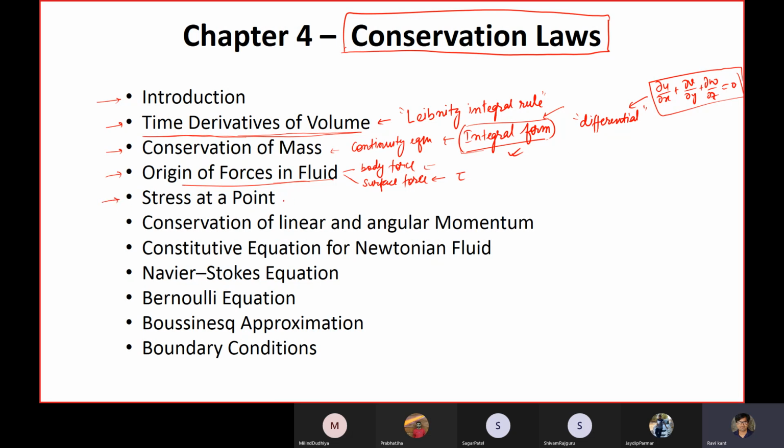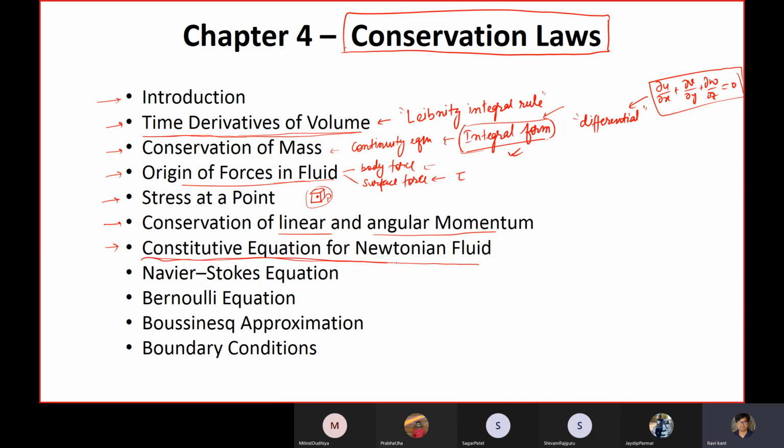Stress at a point we are going to look upon. At a certain point we will take up an elementary element, and we are going to see what those stresses are that will act on this particular point. This is an infinitesimal point. Let's suppose this is one point P. We'll see the conservation of linear and angular momentum associated with this elementary particle, which will be integrated throughout the volume later. We'll also see the constitutive equations for Newtonian fluids.